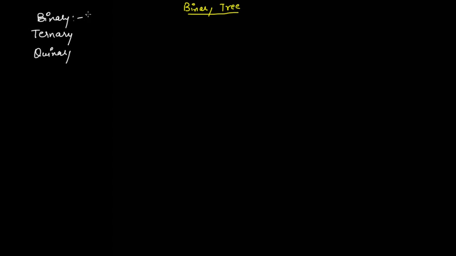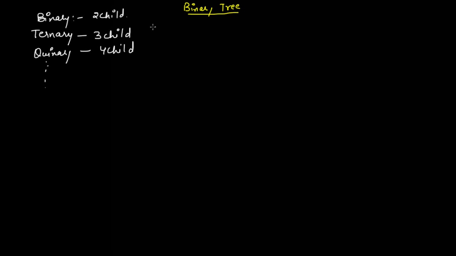When I say binary trees, that means these are the trees in which every node has two children. Here every node in the tree has three children, and here every node has four children, and so on. So we can have multiple trees of multiple degrees.